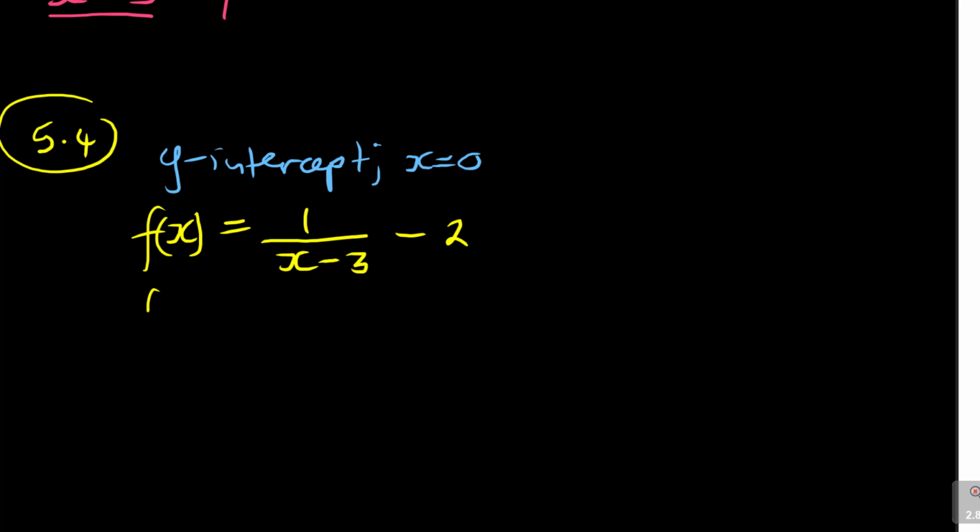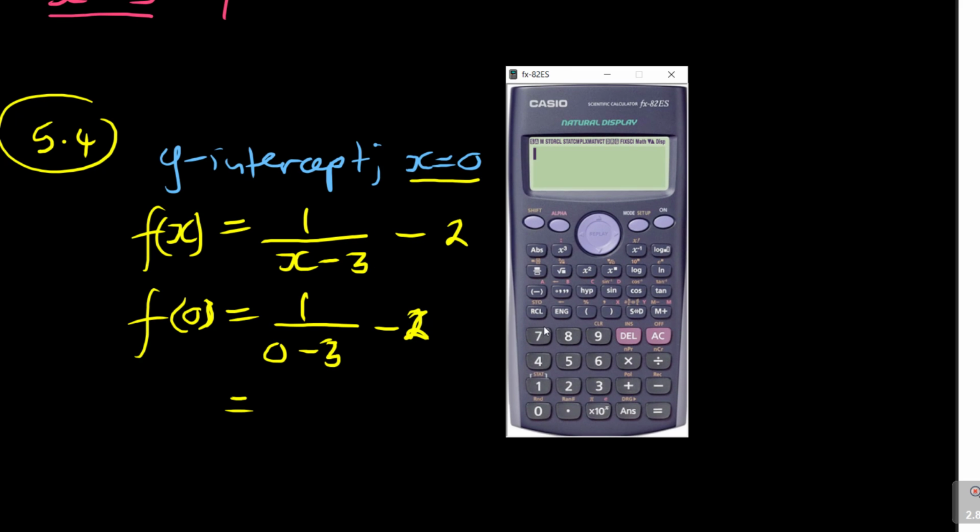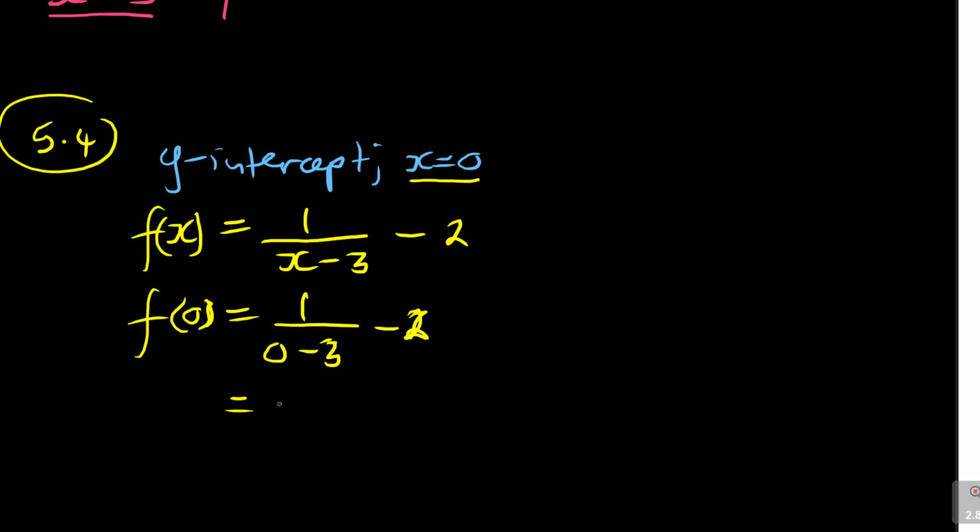So what you do is you say f of 0, where there is x, remember you put a 0, is equal to 1 over 0 minus 3, because wherever there is an x I put a 0, minus 2. So you can just use a calculator sometimes, you don't have to stress and use your mental and everything. The calculator just simplifies things. So you have 1 over 0 minus 3 and then minus 2. It will give you the answer, minus 7 over 3.